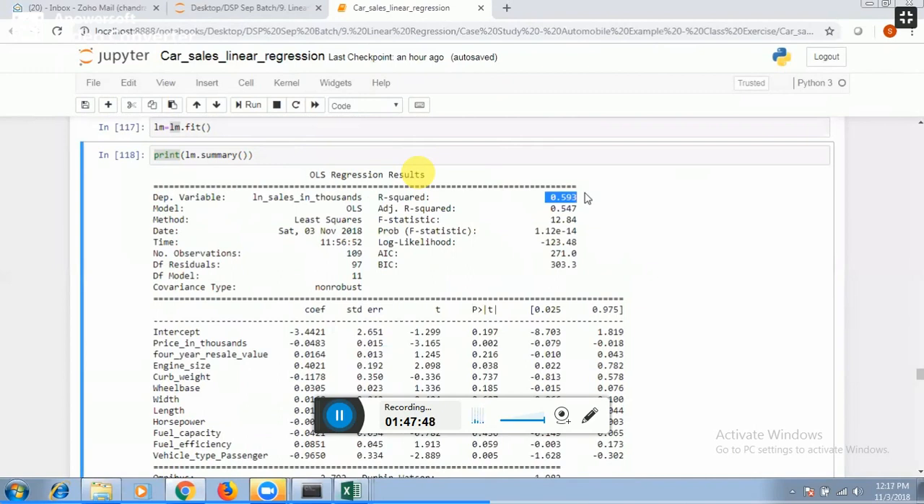Of course, this can be further improved with the help of transformations. Of course, here I did not take all the variables. I picked only a few variables. And if I include all the variables, that might further improve it.